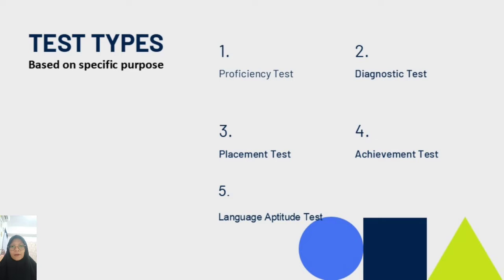Placement tests come in many varieties: assessing comprehension and production, responding through written and oral performance, multiple choice, and gap filling format. And then achievement tests. The purpose of achievement tests is to determine whether course objectives have been met with skills acquired by the end of a period of instruction. For the last, language aptitude test. The purpose of language aptitude test is to predict a person's success in exposure to the foreign language.